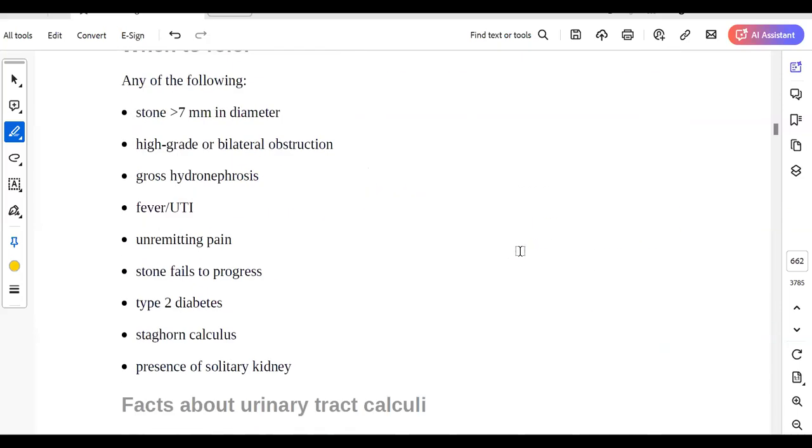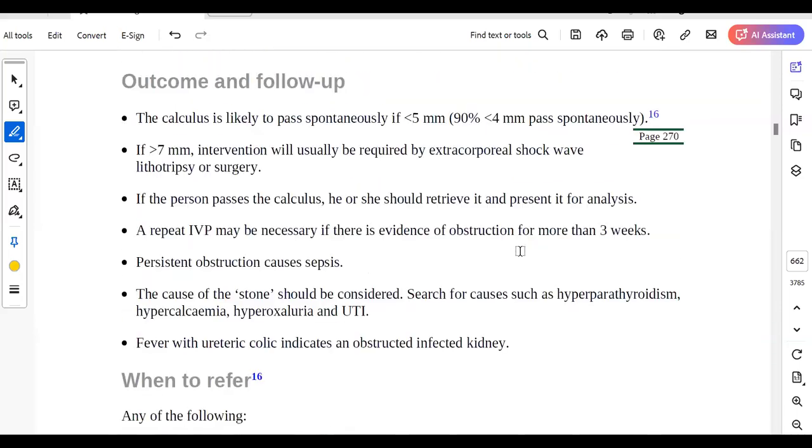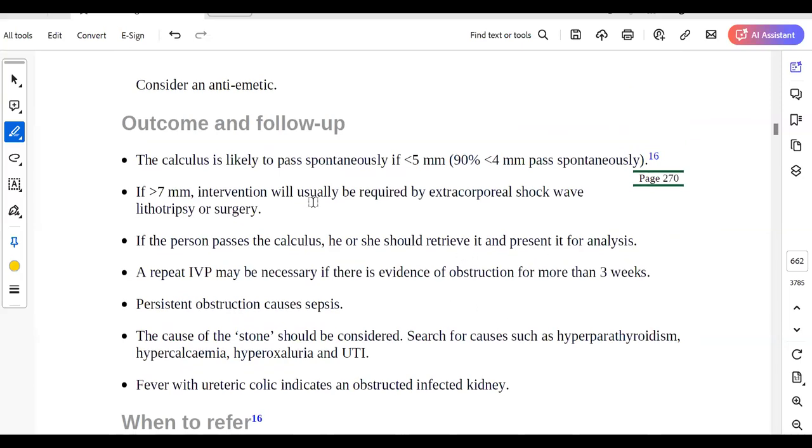Now, the management of a stone depends on a lot of factors. It's not well written in JM. JM says that the stone is likely to pass spontaneously if it is less than 5 millimeter. If it is more than 7 millimeter, then usually intervention will be required. Okay. Now let's have a look.